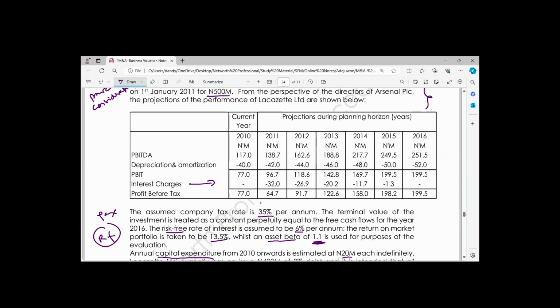That's all. Once I have my APV, that will be the corporate value. So corporate value minus debt value will give me equity value. If the acquisition will create additional equity value, then I will advise the director of Arsenal PLC that they should go ahead with the acquisition. So let me stop sharing this so that I can move to the working notes.